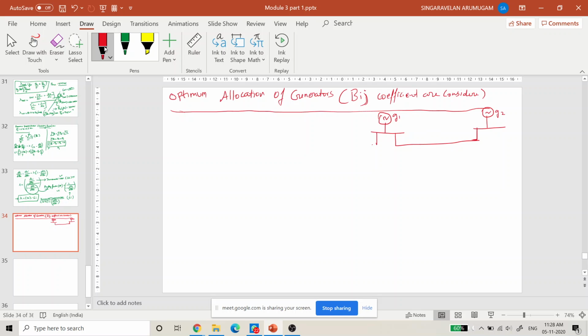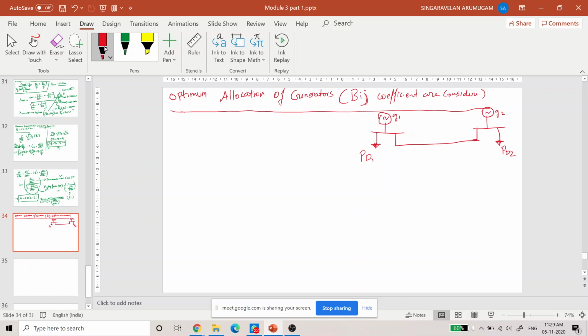and you may get a demand also here. I will call this demand PD1, and you may have a demand here also, PD2. So obviously, for example, the total demand is the summation of the demands and the total generation is the summation of these generators, and the power produced by these two generators must be equal to the summation of the demand required.